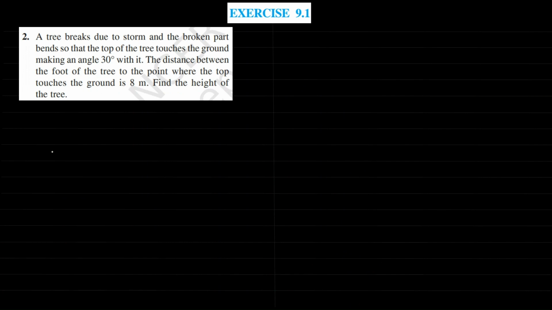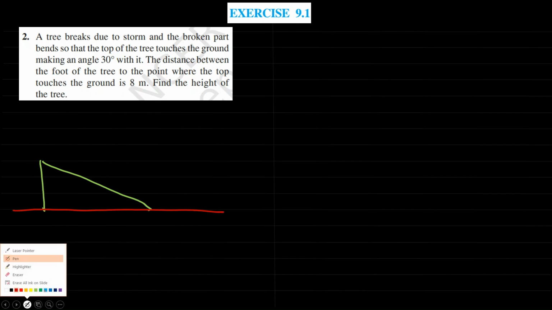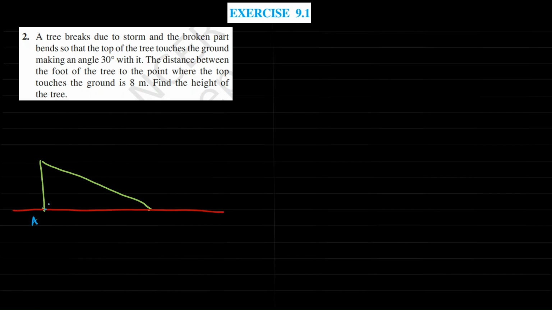Okay. So let me start by drawing the tree, a broken tree rather. So a tree is broken down this way, and it is making an angle of 30 degrees with the ground. So let me consider this particular point as A, this particular point as B, this particular point as C. So tree breaks due to storm. So what is the height of the tree? The height of the tree was AC. This is the height of the tree, and this is what I need to find out.